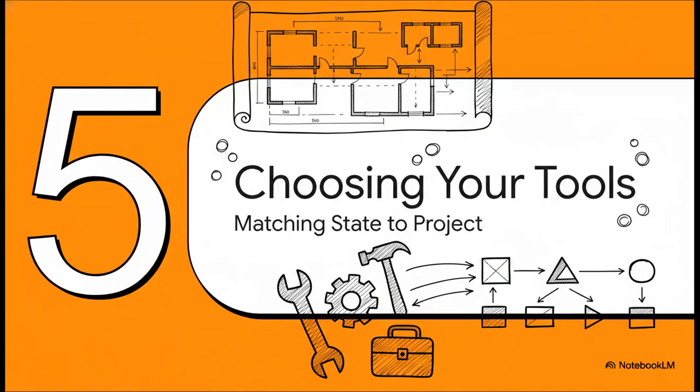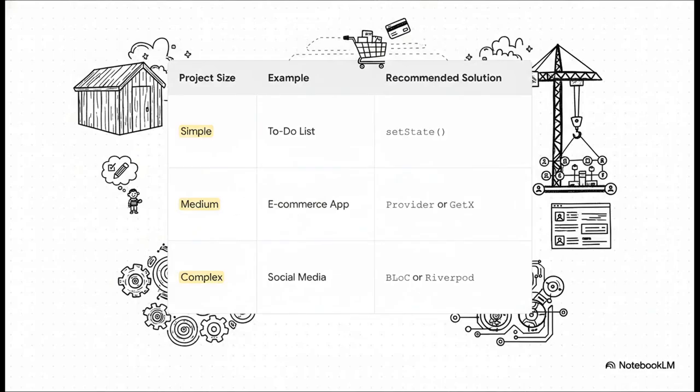Okay, we've got the full blueprint now, from the foundation all the way to the roof. So let's circle back to one of the biggest decisions you'll make, choosing the right state management tool for your project. Think of this as your practical cheat sheet. I mean, you wouldn't use a giant industrial crane to build a small shed, right? It's the same idea here. For a simple to-do list, setState is all you need. For a medium-sized shopping app, something like Provider is a great fit. But for a huge, complex social media app, you'll be glad you have the power and structure of BLoC or Riverpod. It's all about matching the tool to the task.